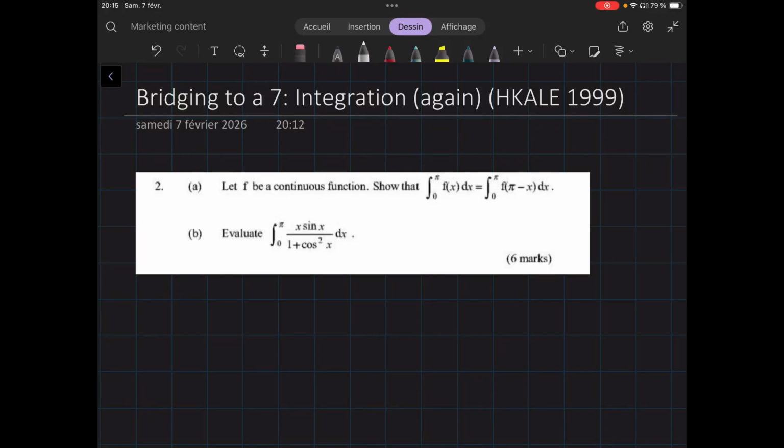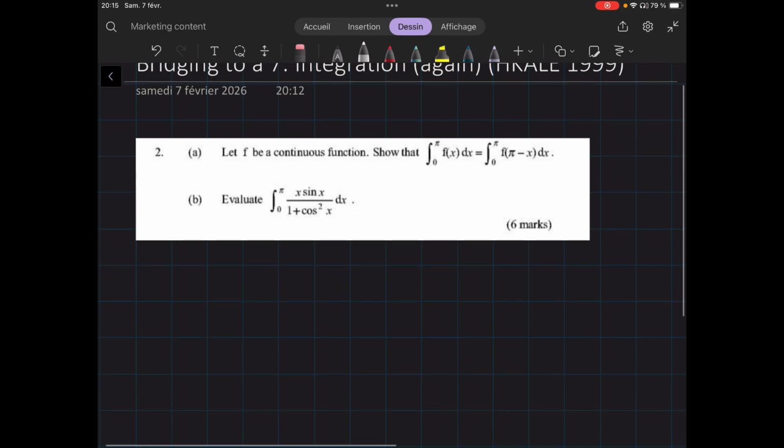Hiya! On today's episode of Preaching to a Seven, we'll have a look at yet another integration question. This time around, we have a question from Hong Kong. So, let's look at this fearsome looking question.